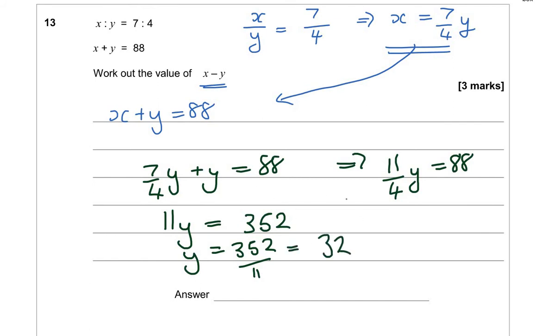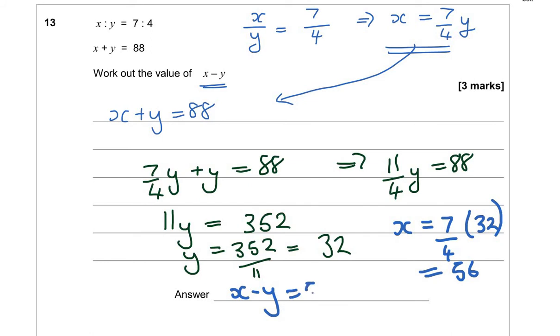Now, you might have spotted another way to do this, and that's totally fine. Okay, so if we know that y equals 32, we can now work out x, because x equals 7 over 4 of 32. And this equals 56. So we can now work out x minus y. So x minus y equals 56 minus 32, which equals 24. And that is our answer there.